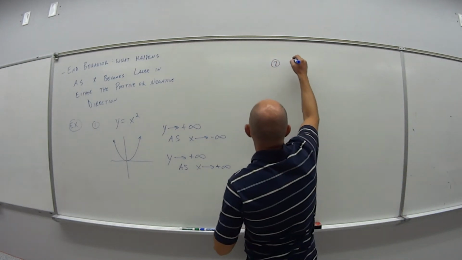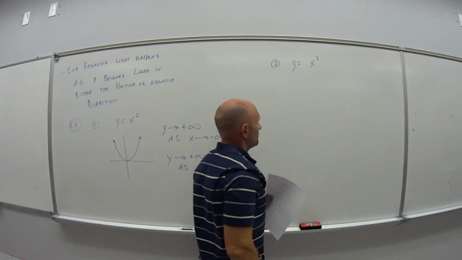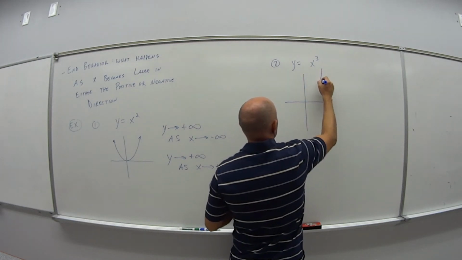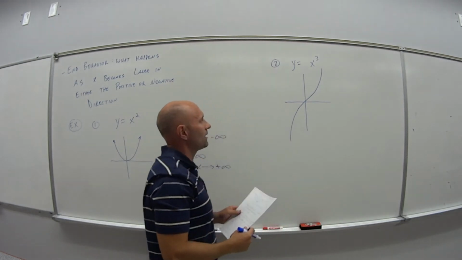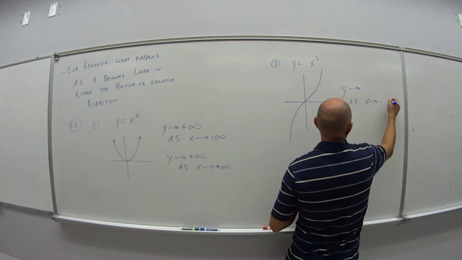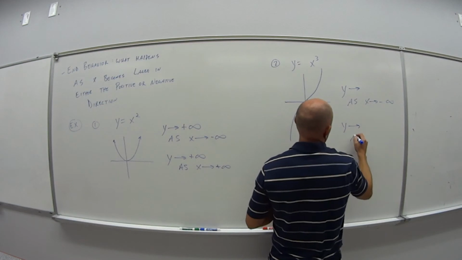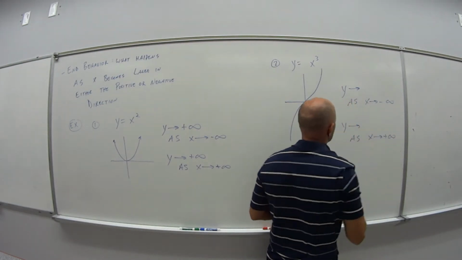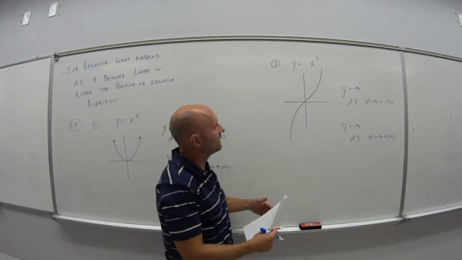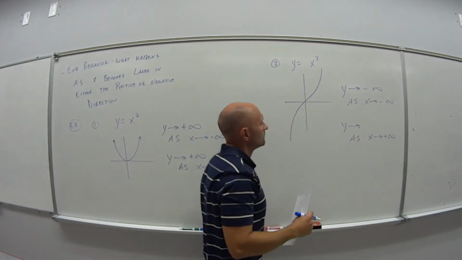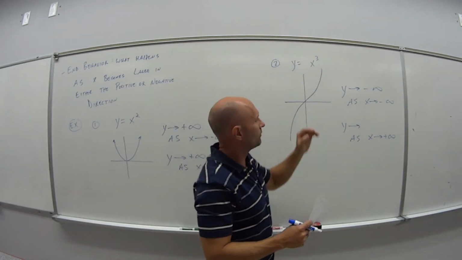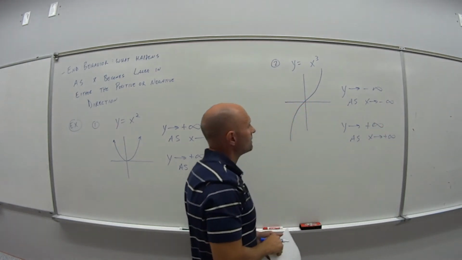What about the graph of y equals x to the third? So remember what this one looks like. This looks like that snake. It starts in the lower left, goes up to the upper right. So y goes to where as x goes to negative infinity, and y goes to where as x goes to positive infinity? So as x goes to negative infinity, as I keep coming to the left, what happens to y? It goes to negative infinity. And how about as x goes to positive infinity? So as x keeps going to the right, y is going to positive infinity.